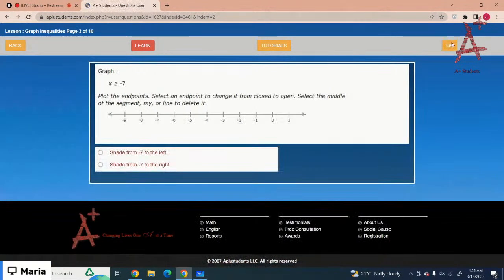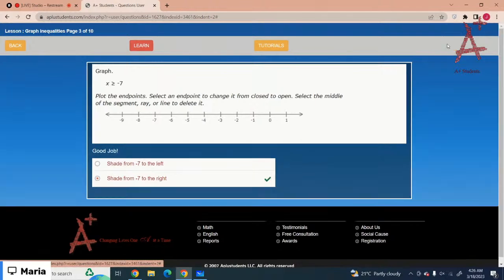Okay, graph x is greater than or equal to negative 7. So greater than negative 7, that means it would be right hand side of the negative 7. Got it? Shade from negative 7 to the right. Got it? Negative 7 is a negative number, so the greater numbers are on the right side. Good.